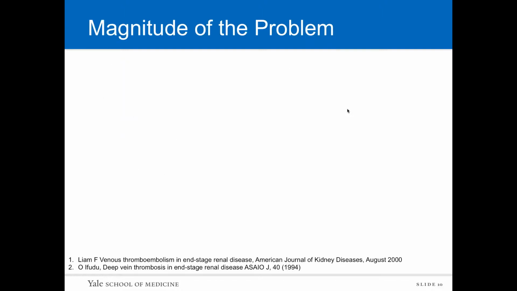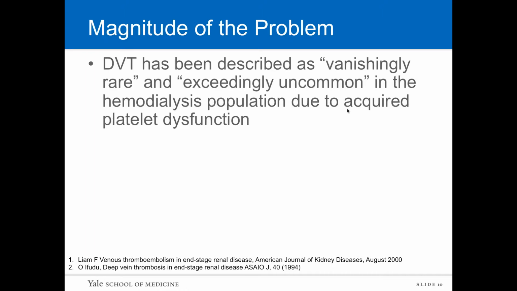So first of all, how big is the problem? Going into the epidemiology of deep venous thrombosis and pulmonary embolism in chronic kidney disease and end-stage renal disease. Studies before 2000 had described deep venous thrombosis as vanishingly rare and exceedingly uncommon in the hemodialysis population due to acquired platelet dysfunction. This clearly is not true from our experience.